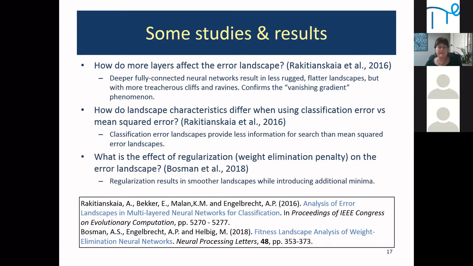Another study that was done was to look at the effect of regularization. That is when you're putting together a neural network and you're trying to make it a simpler model by penalizing many weights. With regularization, they found that this results in a smaller, smoother landscape while introducing additional minima. So there are a number of studies where we're trying to understand what happens if we do this or that, and how this affects the training task by analyzing the landscape.